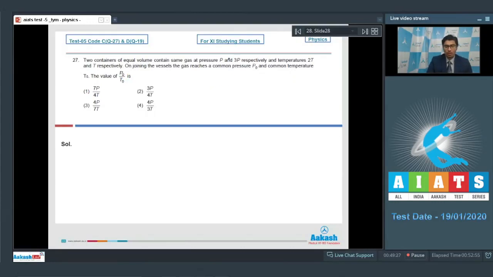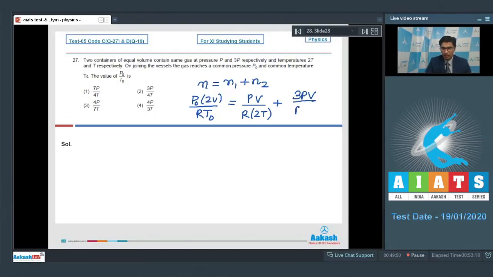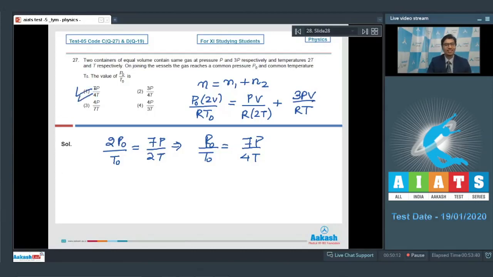Dear students, when the containers are connected, the final number of moles is equal to the initial number of moles added. We can write down therefore that P0 into 2V by R T0 would be equal to P into V by R into 2T plus 3P into V by R into T. On solving this expression, we can write down that 2P0 by T0 will be equal to 7P by 2T, or P0 by T0 will be equal to 7P by 4T. And therefore, for this question, option number 1 is the correct answer.